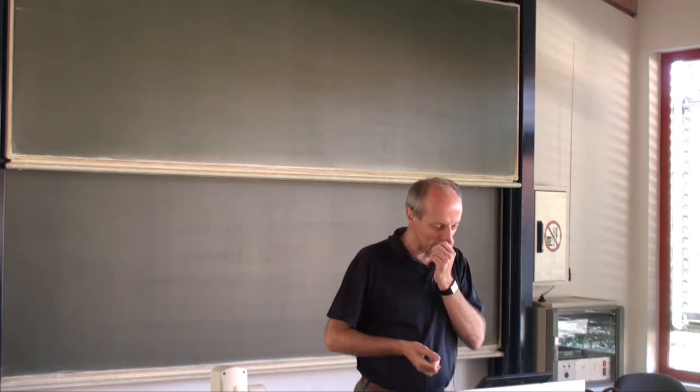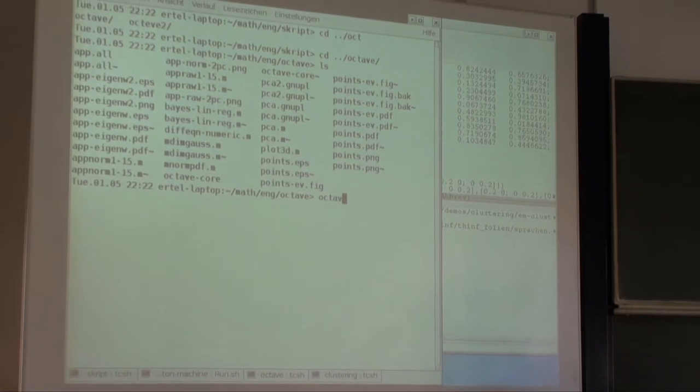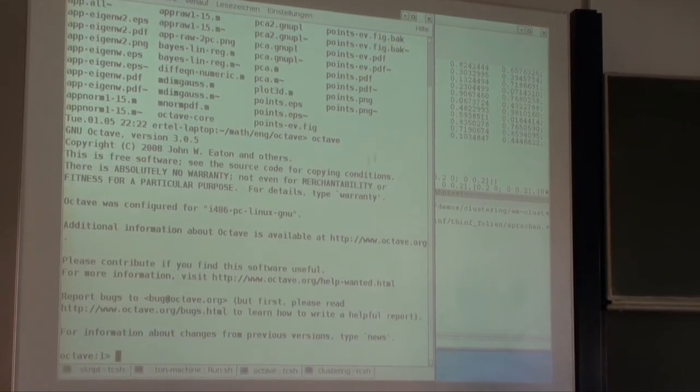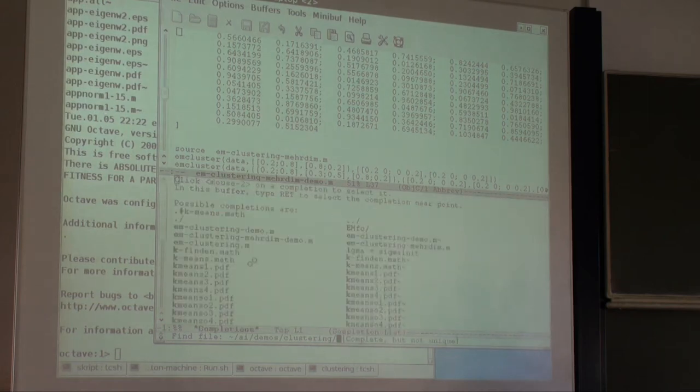Okay, why don't we now look into Octave? And now, this is the wrong example. We have to load something different. This is the wrong directory.